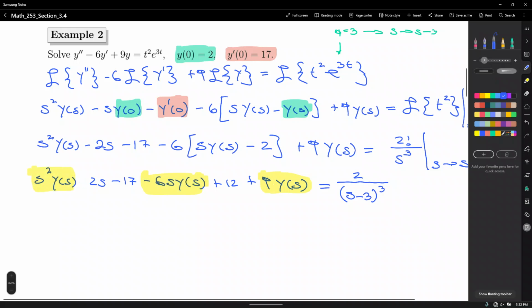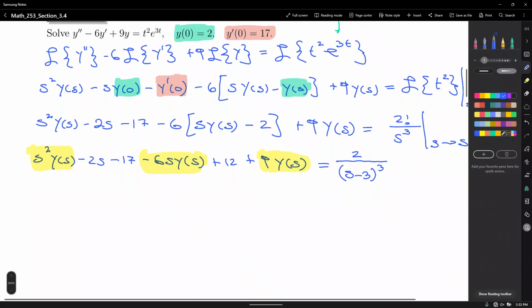This looks like a times, it's a minus, right? Everything else, I'm going to move to the right-hand side of the equation. So what is this 12 minus 17? Let me actually combine terms first. So this will be 12 minus 17, is that negative 5? And then negative 2s. Notice I highlighted the terms containing the Y of s, so I can simply factor it out. That's s squared minus 6s plus 9, minus 2s minus 5 equals 2 over s minus 3 quantity cubed.